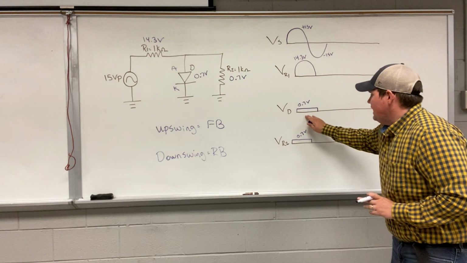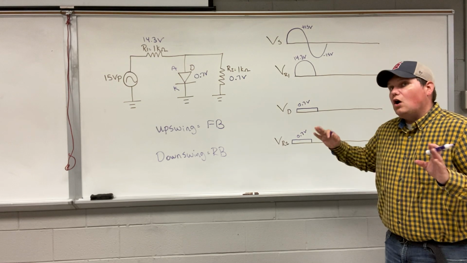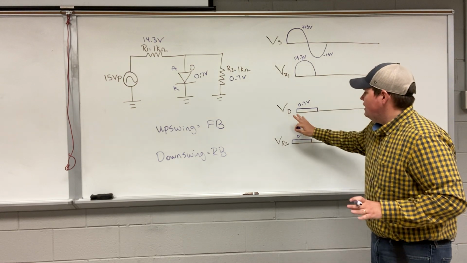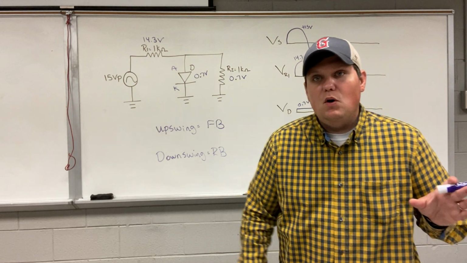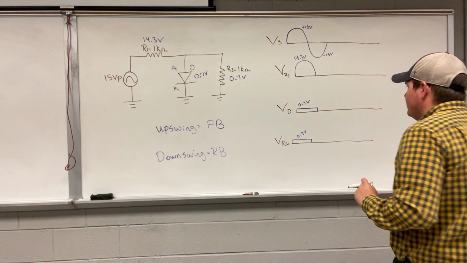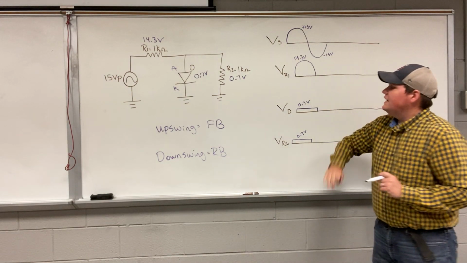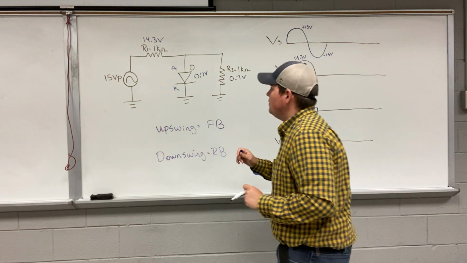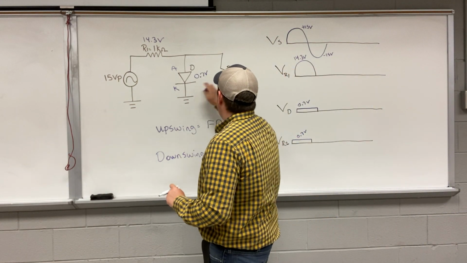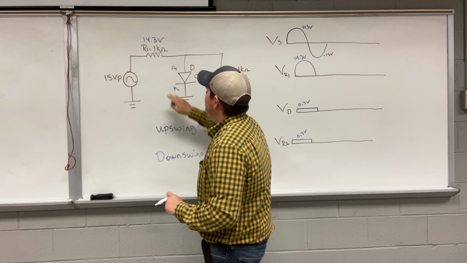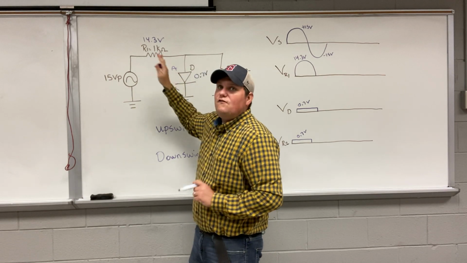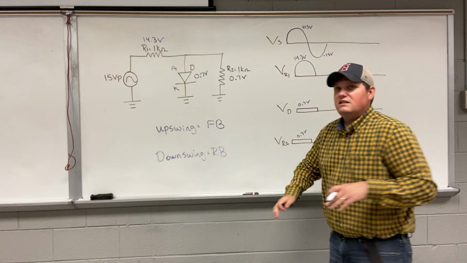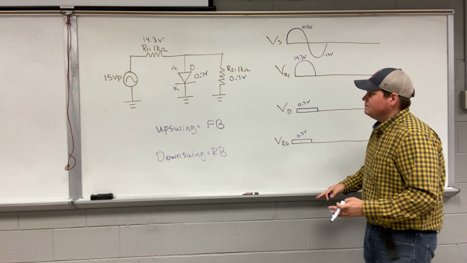Again, the diode and R2 are always going to have that same waveform since they're in parallel. So we have taken care of our upswings. In the upswing, we're forward biased, so these are locked at 0.7 volts. And this is 14.3 because that is what's left.